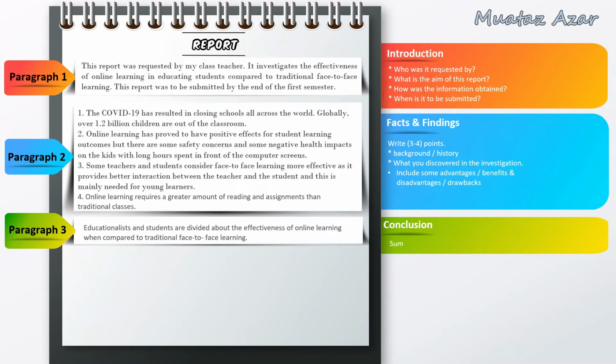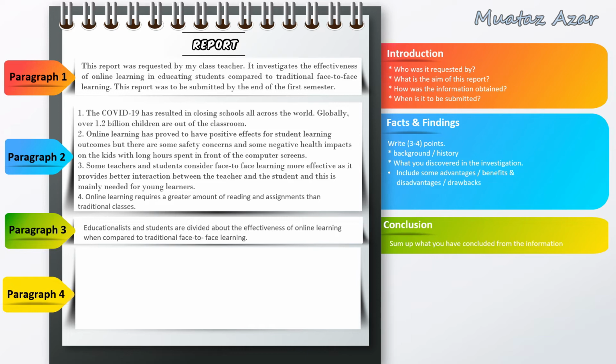In the third paragraph, sum up what you have concluded from the information. It is recommended that parents check on their children's use of technology regularly. Feedback and support for students should be individualized for online learning, rather than given to the entire group.